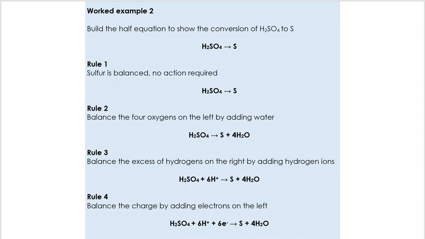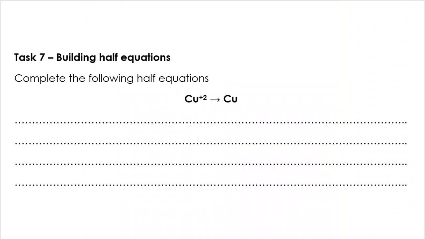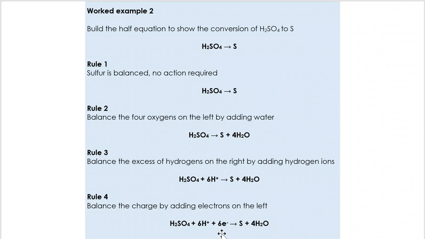I then need to balance my hydrogens. I do that by adding H+. I've got 8 on the right hand side. I've only got 2 on the left hand side so far, so I need to add 6 more H+. And finally, I need to balance the charge, and I do that because I've got a +6 charge on the left, a 0 charge on the right, by adding 6 electrons on the left.